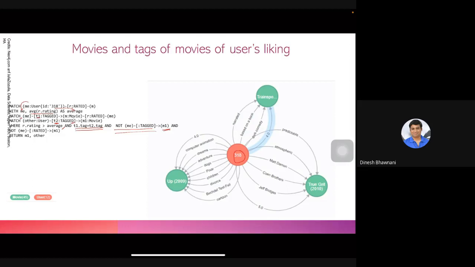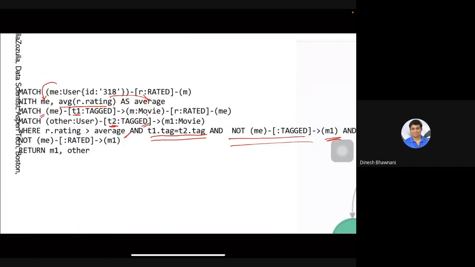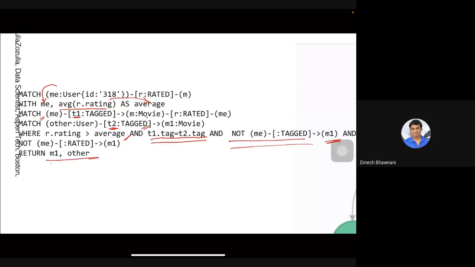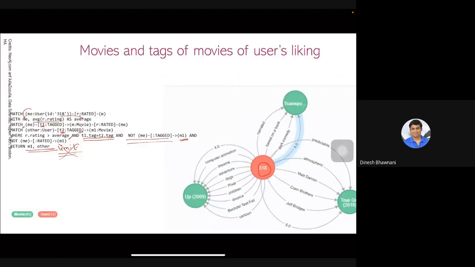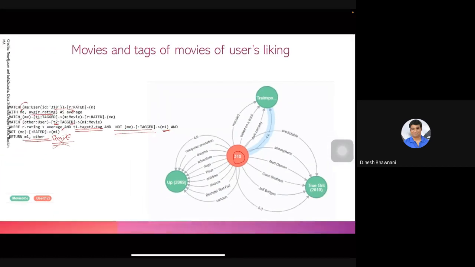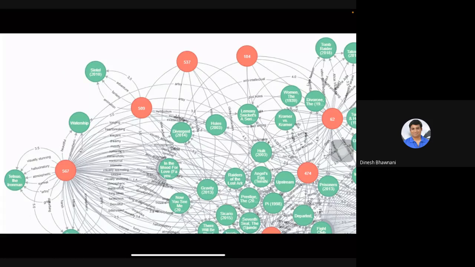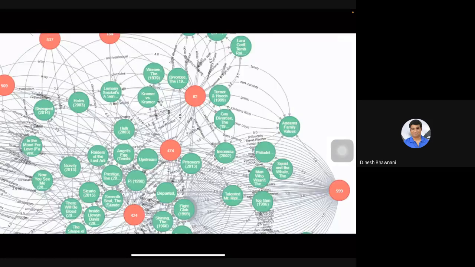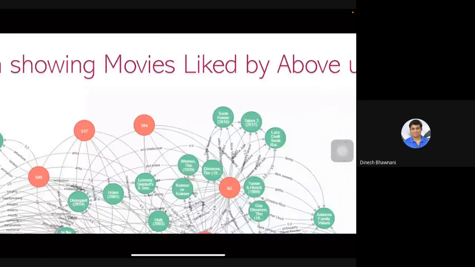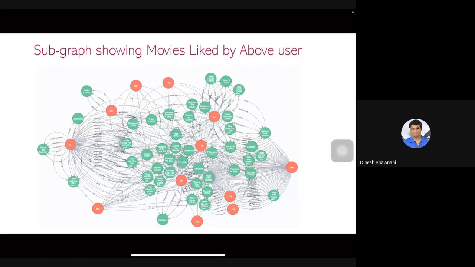Well, actually, if you run this code, you'll see what is on the next page. But to bring to your attention, it will be a very dense graph. Why? Because in the limit, a limit is missing. So there is no limit. So it will be a very dense graph. It will be in the next slide. So this is how it will look. This is how most modern day graph databases are. Subgraph showing movies liked by above user.